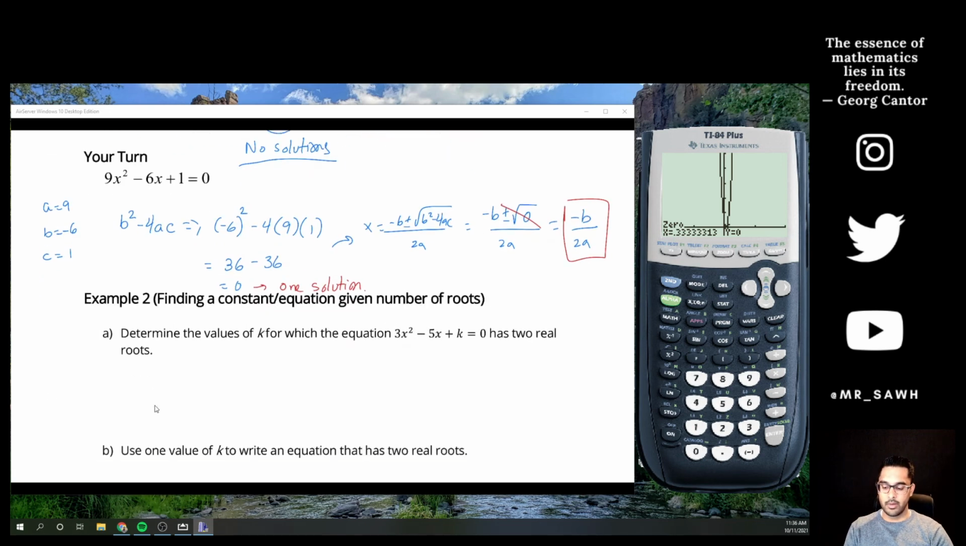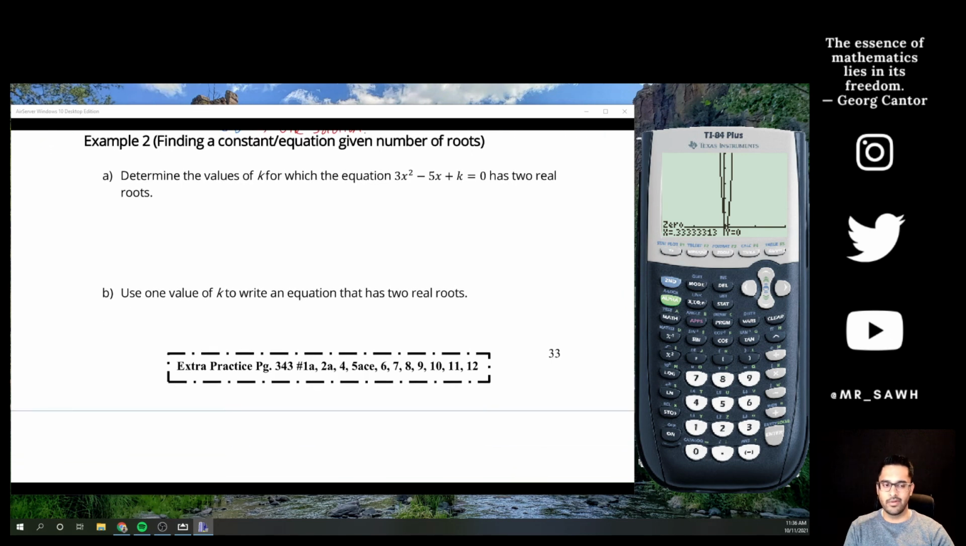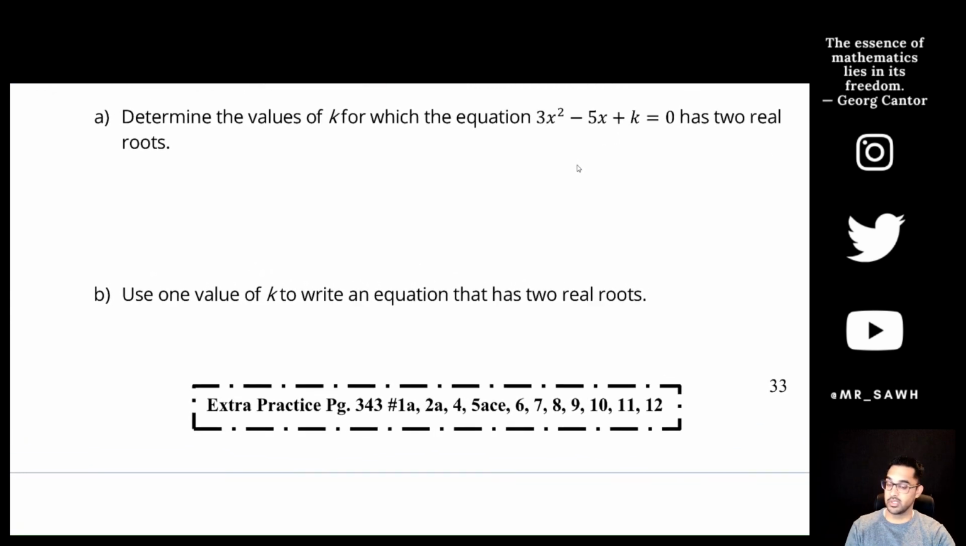The last one we'll talk about here before we wrap up is, what if I don't know one of the numbers in there? Right? What if I'm not told a, b, or c? It's a little bit of a problem-solving application. So we're asked to determine the values of k for this equation, 3x squared minus 5x plus k, so that it has two roots. Two real roots.